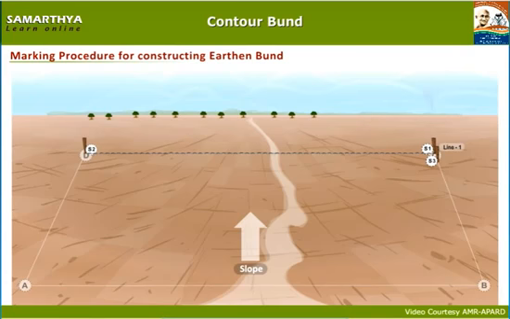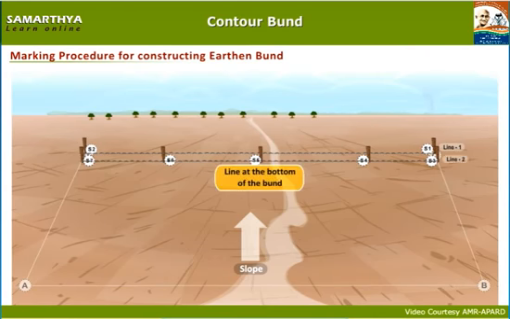Now at every distance of 15 meters along S1 and S2, fix wooden poles with 2.10 width. Mark the wooden poles as S3, S4, S5, S6 and S7. Join the wooden poles from S3 to S7 with a thread. Let us call this line 2.